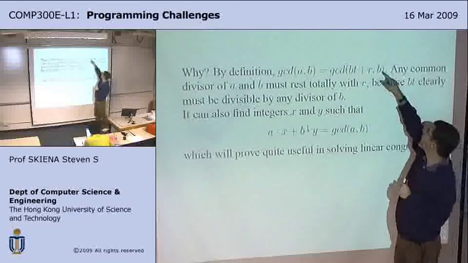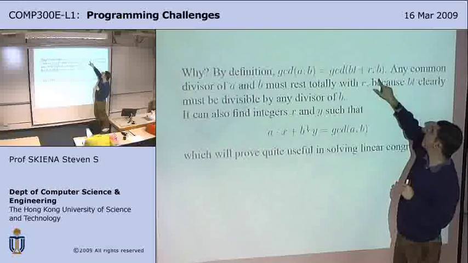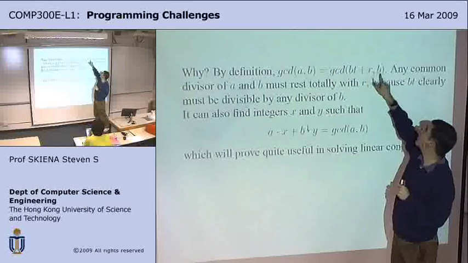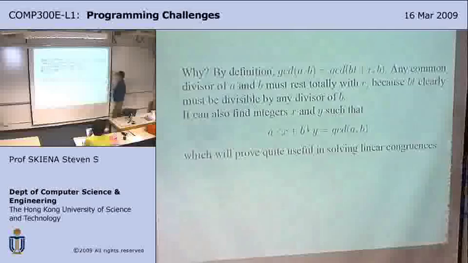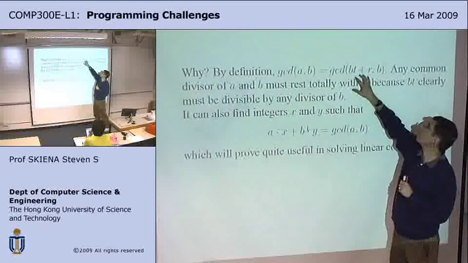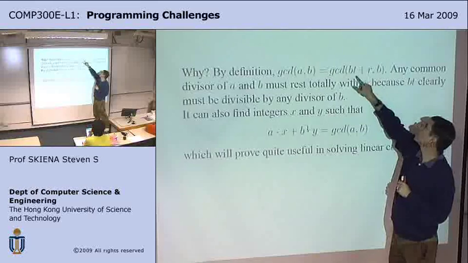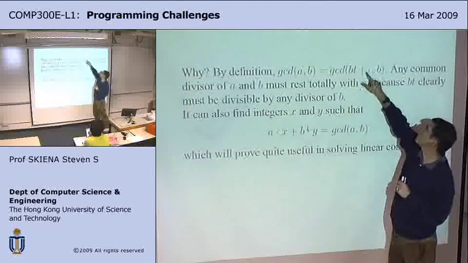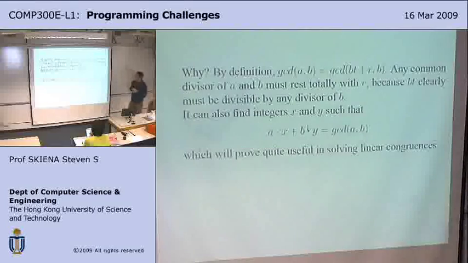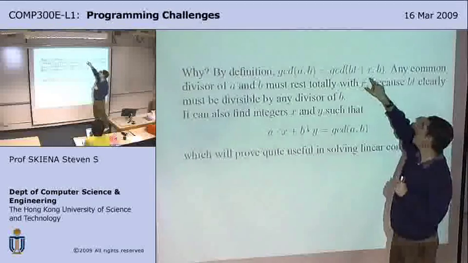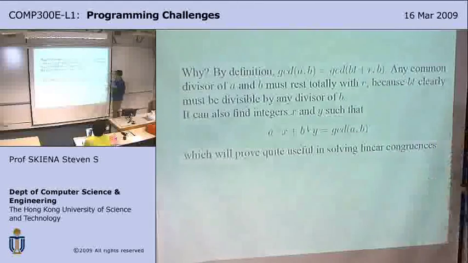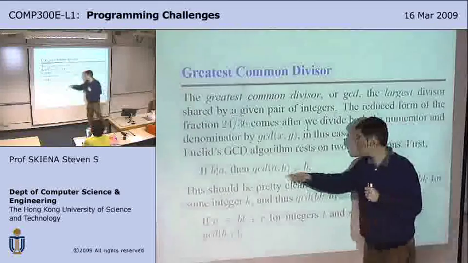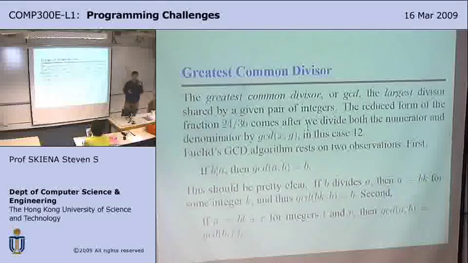It's going to have to be a divisor of B. And it's really going to be the largest divisor of B that divides R. Any divisor of B is going to divide B times T. The thing that it has to divide to be the greatest common divisor is that it also has to divide R. And so somehow this reduces the problem down to a smaller problem. We can keep going down until we hit our base case, which was the case where it divided perfectly. Any questions about it?